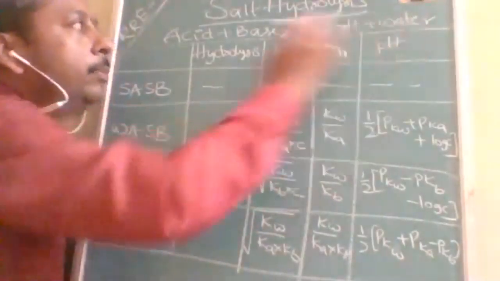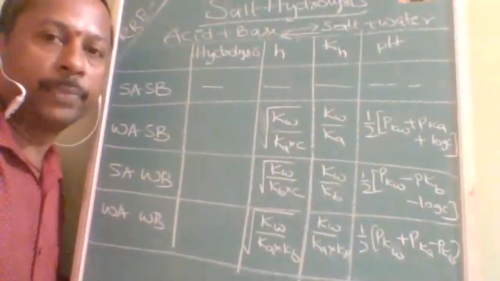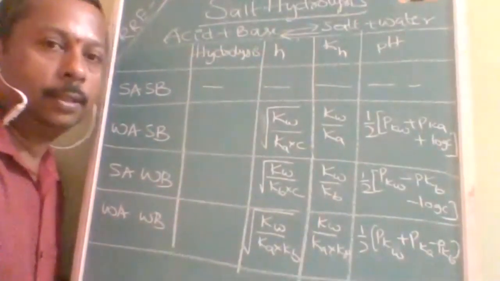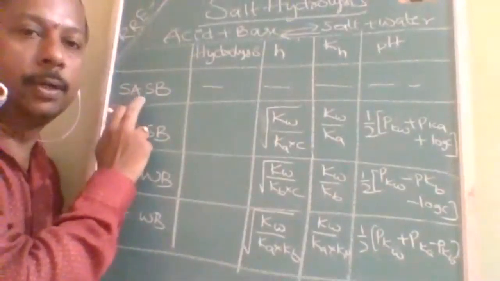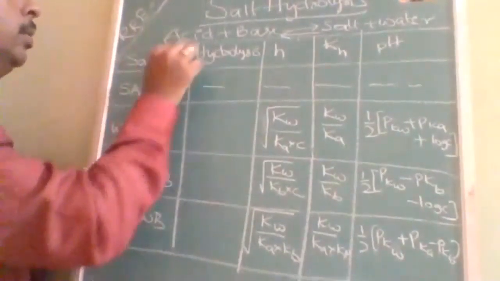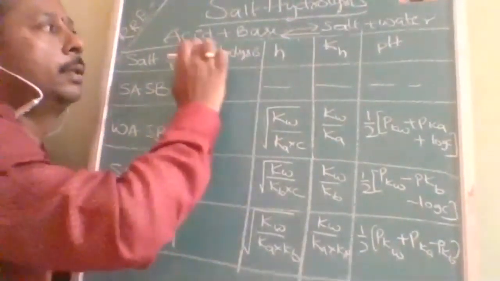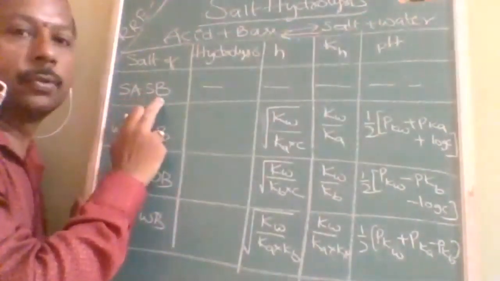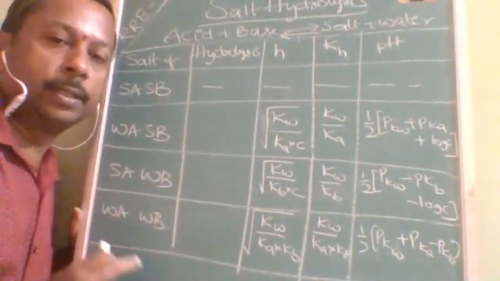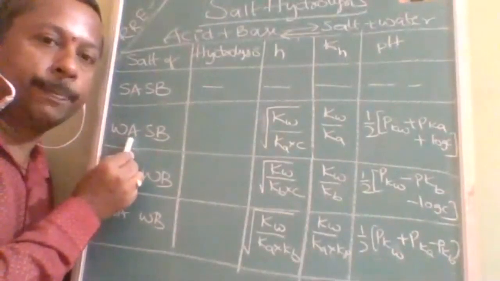On addition of water to a salt, based upon what type of acid it is giving and what type of base it is giving, salts are divided into four types. SASB, salt of strong acid and strong base, will not hydrolyze. It stays on this side only because both are strong. Once there is a weak anything, only then is there reversibility, and only then will some constant be there. Here the reversibility is because of the weak acid and strong base.